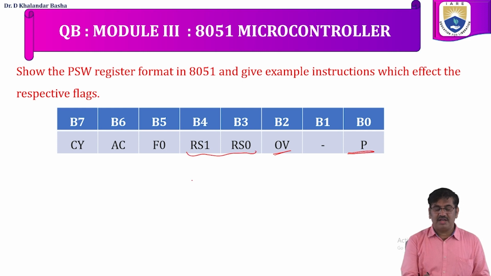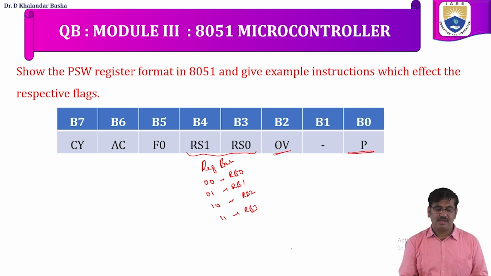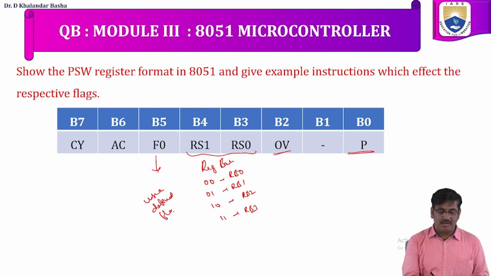RS1, RS0, this is for selecting register banks. Whenever these two are 0, 0, register bank 0 will be selected. 0, 1, register bank 1 will be selected. 1, 0, register bank 2 will be selected. 1, 1, register bank 3 will be selected. This flag is not defined. This is for user defined cases. We can take this flag, but no significance is there.